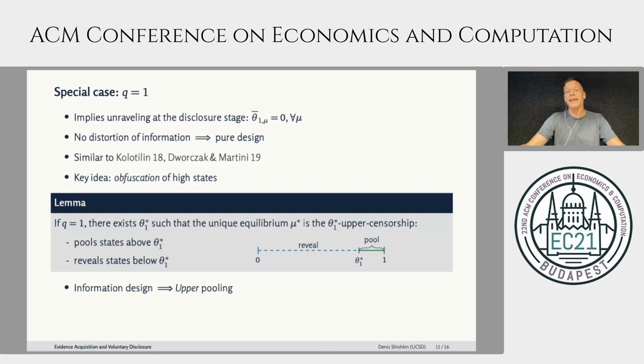The intuition is that the sender's objective is the CDF of the receiver's outside option, which is convex at the bottom and concave at the top. So it pays off to reveal more information about low states and less information about high states. This special case illustrates that absent voluntary disclosure concerns, the information design force in isolation leads to upper pooling of the states. So what about Q being less than 1?